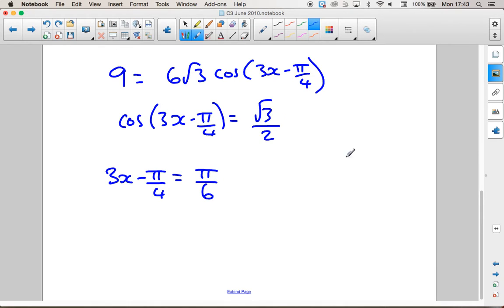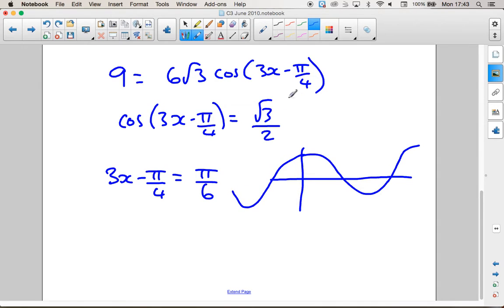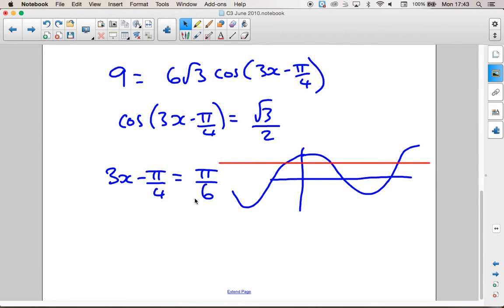But obviously that's not the only value on a cos graph with a height of root 3 over 2. There's positive ones, there's negative ones, and they keep going either side for ages and ages, forever and ever. We don't really know which one of these is going to correspond to giving me the smallest x value that works. So I'm just going to write down a few. We've got this pi over 6 one here.